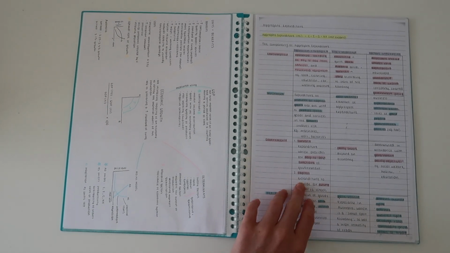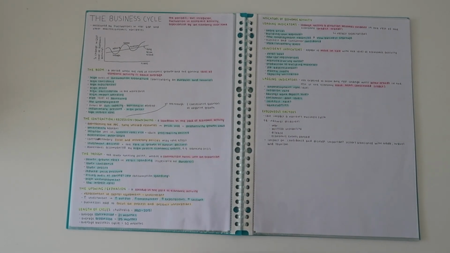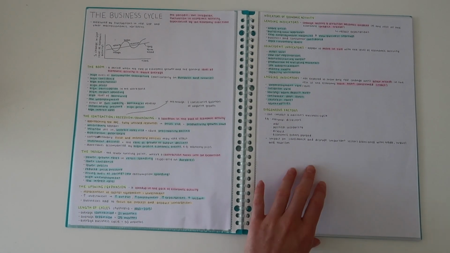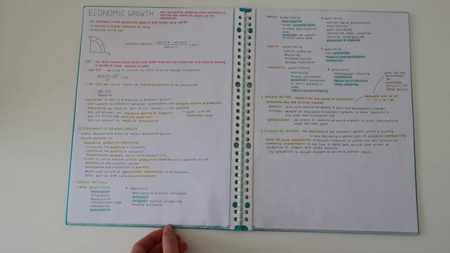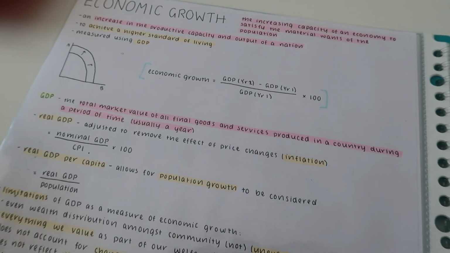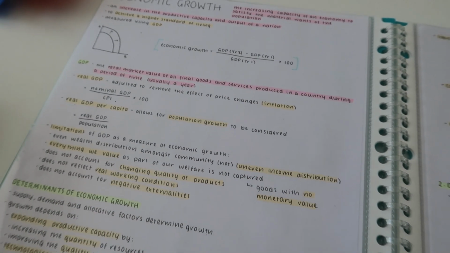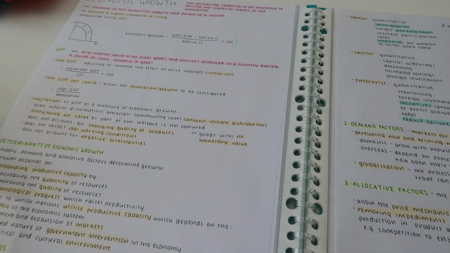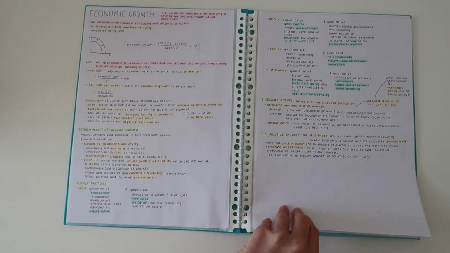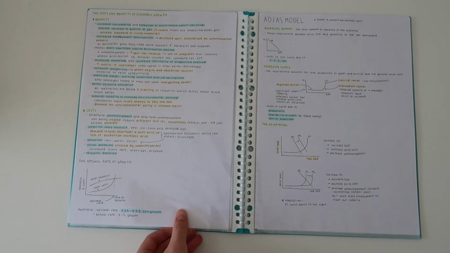You can see there's not as much colour, and this page on the right here I actually photocopied from my workbook that we did in class. And here we go back to my normal note-taking style. There's a bit too much highlighting on that page. I try not to over-highlight, but with economics I find it quite hard because there's so much important information. It's a very content-heavy subject.